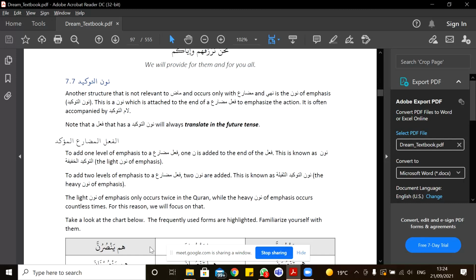So please keep your paper and pen ready in your notebook. Please note down, this is important and you may forget it: when we have a noon al-tawkid, it will translate as future tense. Please note down. Is that done? Okay. But does the noon at-tawkid always have lam at-tawkid as well? Not always. It's often, but not always. Sometimes they do, sometimes they don't.